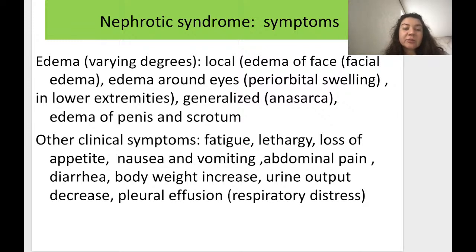Other clinical symptoms include fatigue, lethargy, loss of appetite, nausea and vomiting, abdominal pain, diarrhea, body weight increase, urine output decrease, and pleural effusion with possible, in severe cases, respiratory distress.